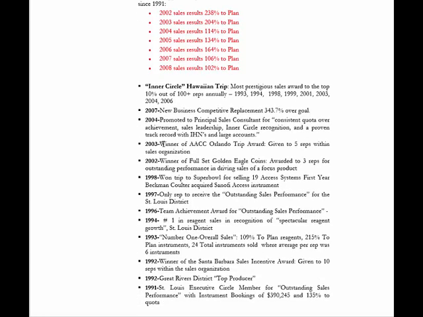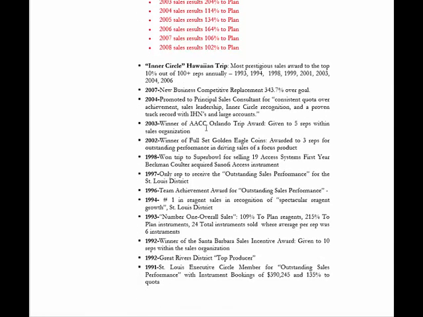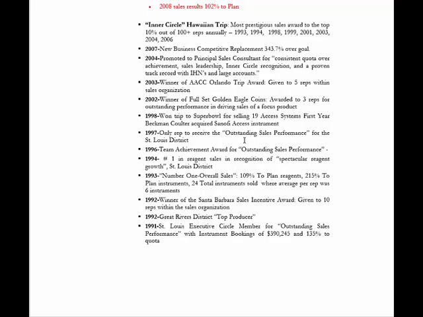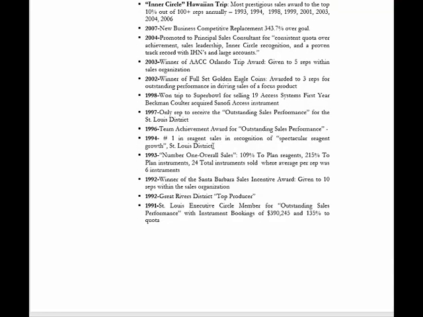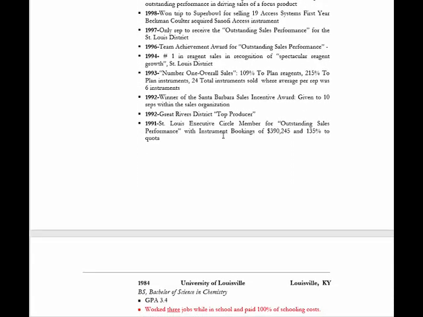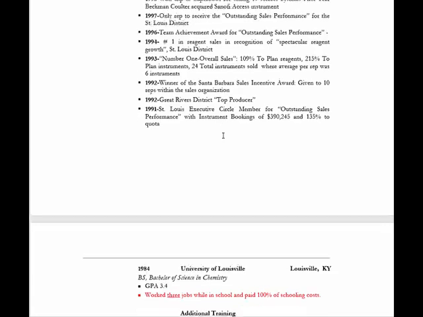So anyway, you look through here, these are results. These are all winner of full set Golden Eagle coins. One trip to Super Bowl for selling 19 access systems. Number one in reagent sales, a recognition of spectacular reagent growth. So all these are results. It has nothing to do with what they do. It's just results, and that's what sales managers and recruiters want to see.